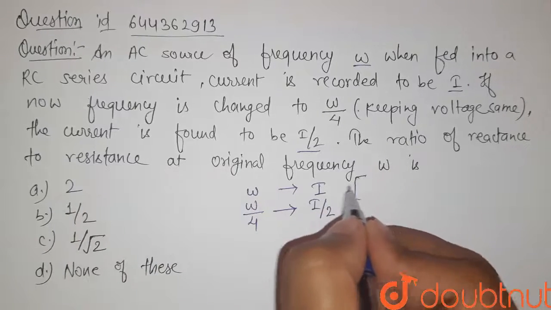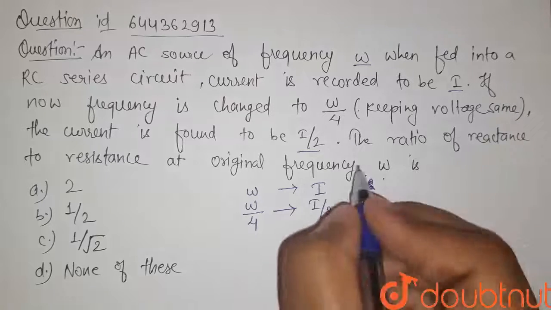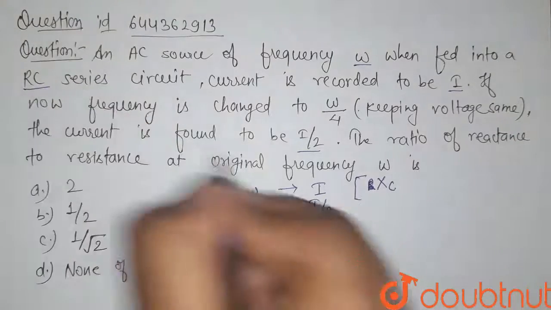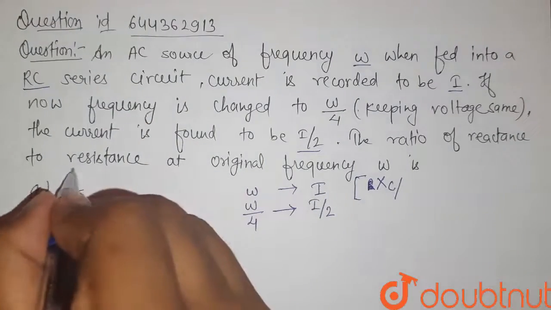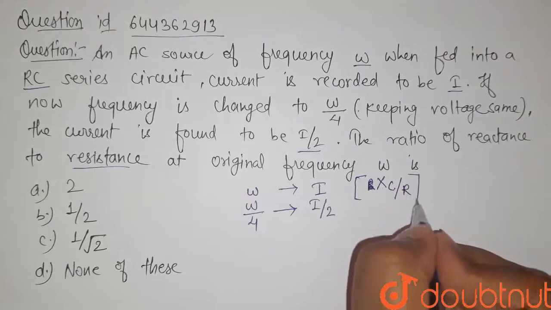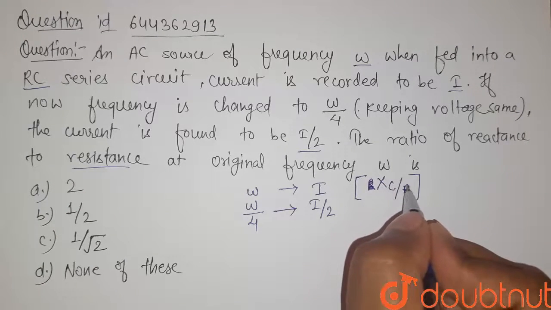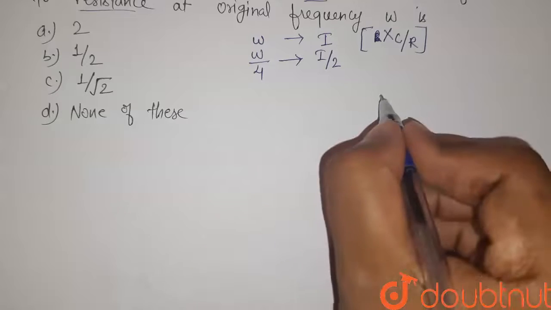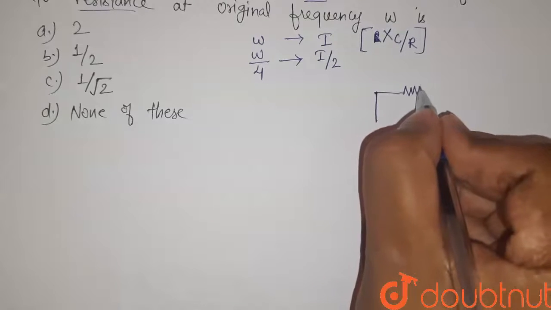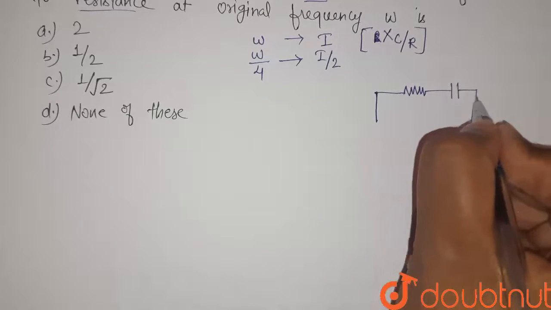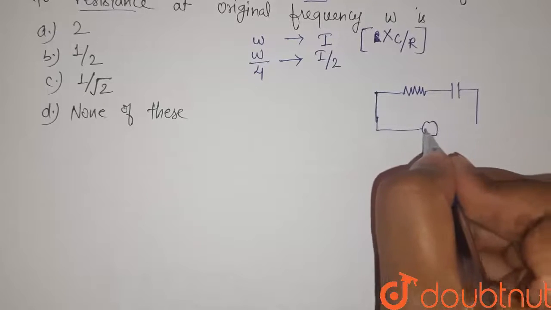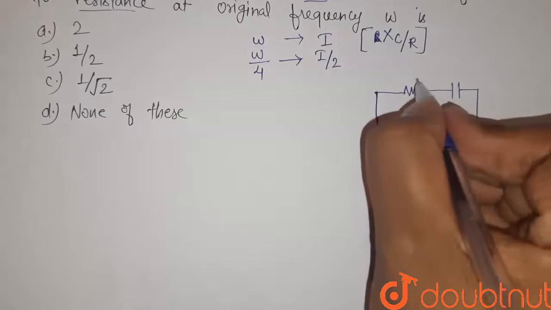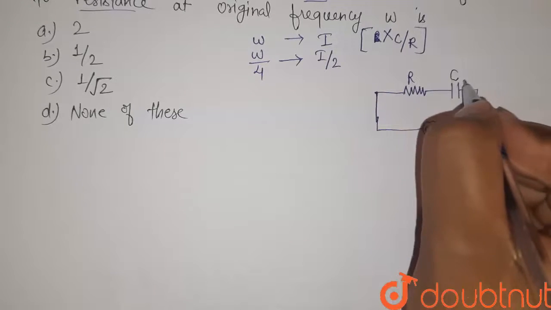We have to find the ratio of the reactance, and since we have an RC circuit, only the capacitor is present, so it is XC divided by the resistance. We need the value of XC upon R when the frequency is omega. In the circuit, we have only a resistance and one capacitor, and this is the voltage source. Let us take the voltage of this source to be V. The resistance here is R and the capacitance is C.